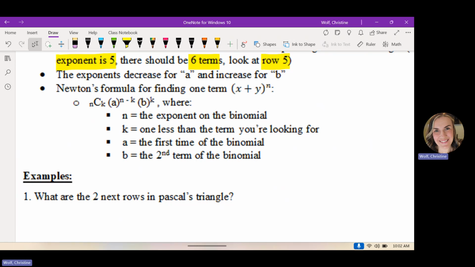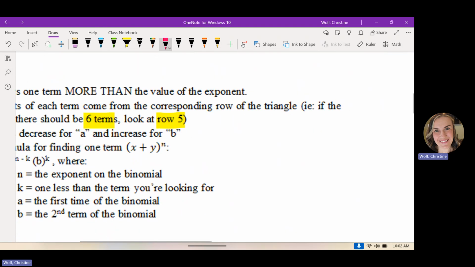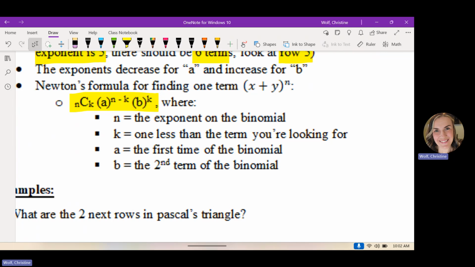Now, if I ever ask you to just find one term, so if I ever ask you in (A + B) to the power of 5 to find the third term, if I just ask you for one term, you don't have to expand the whole thing. I just want one singular term. You use this formula. That looks gross, doesn't it? That looks really gross. Okay, there's a ton of variables, so I have written down what each variable means.